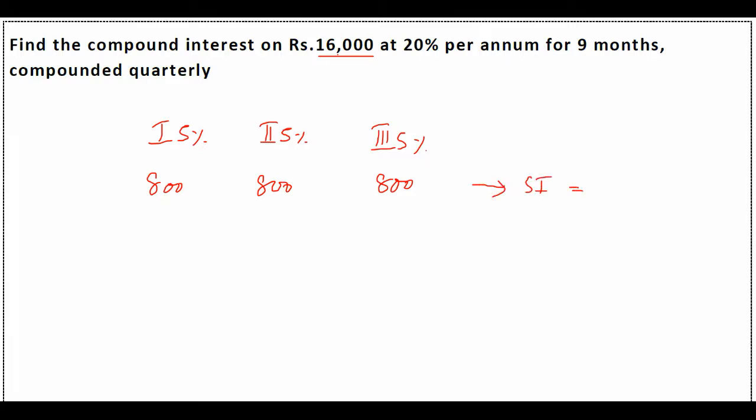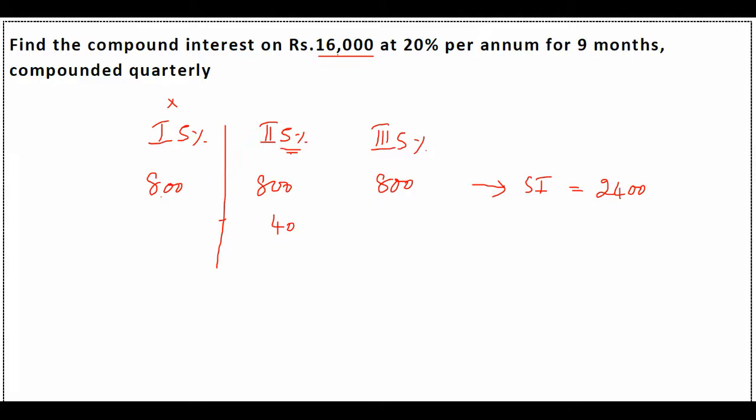So the simple interest value will be 800 times 3, 2,400. But we are asked to find the compound interest. Compound interest means interest plus interest, so interest on interest is compound interest. In the first year we don't have any previous interest, so just put 800. In the second year we have the first year interest, this value. So 800 at 5%: 10% is 80, half of that is 5%, so 40. So clear?